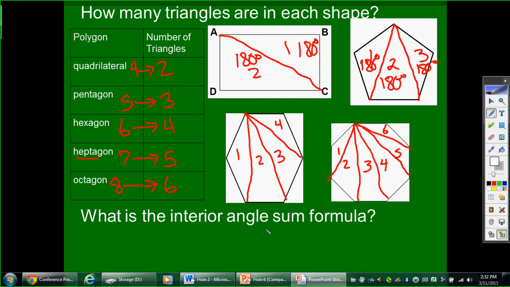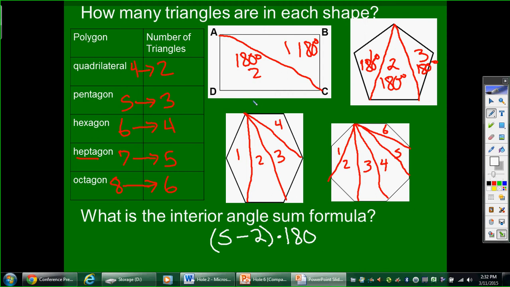So in summary, I'm going to take the number of sides, S, I'm going to subtract away 2, and that right there would give me the number of triangles, as you can see here, 4 minus 2, 5 minus 2, 6 minus 2, 7 minus 2, 8 minus 2. So the number of sides minus 2 will tell me how many triangles are in each shape, and then I can simply multiply that times 180, and that will give me the total number of degrees inside of a polygon.